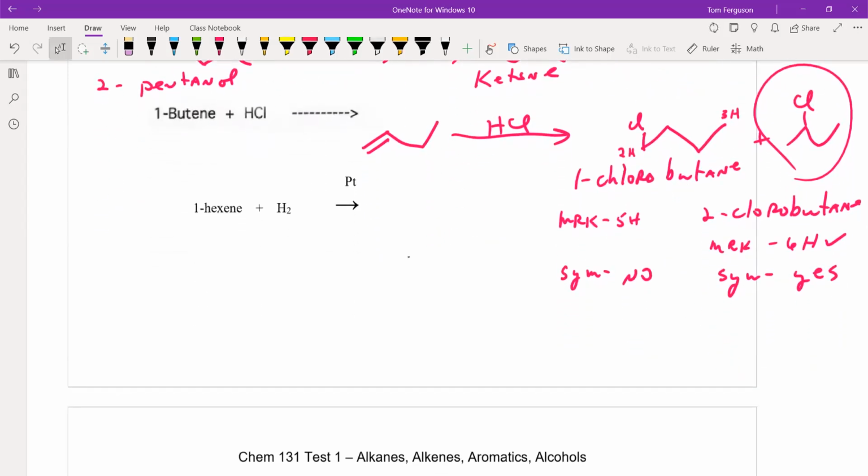Okay, 1-hexene with hydrogen and platinum, some kind of a metal catalyst. So basically, you're going to have 1-hexene, and you're going to add hydrogen across that double bond. So we're going to end up with hexane.